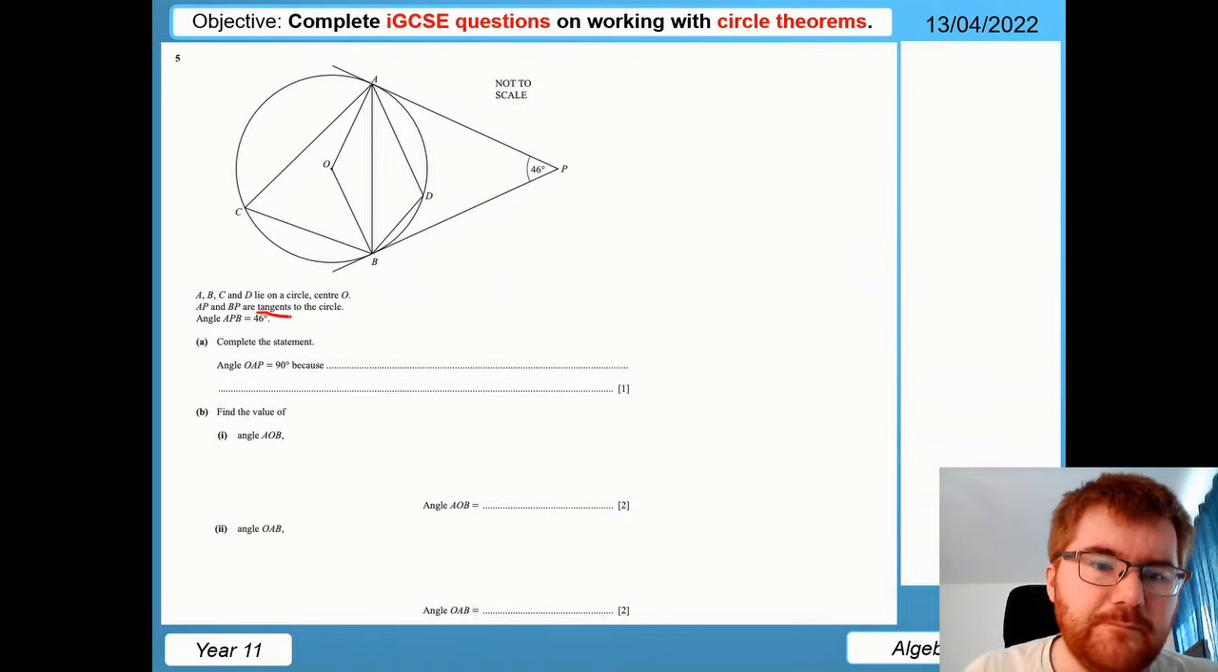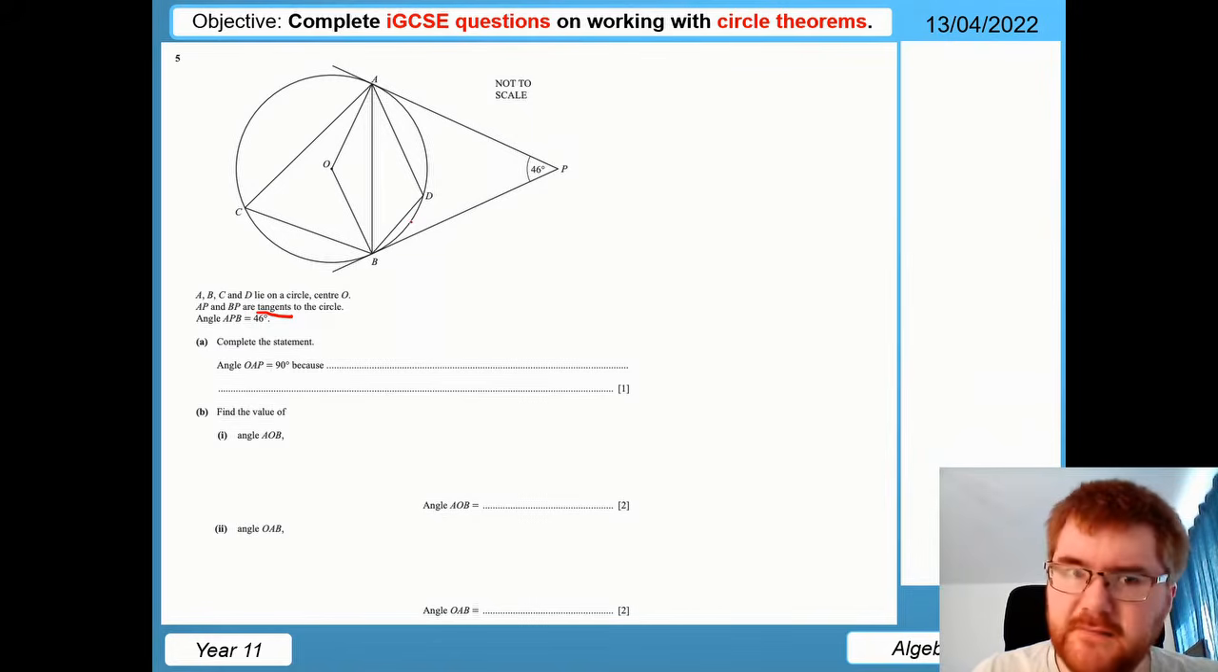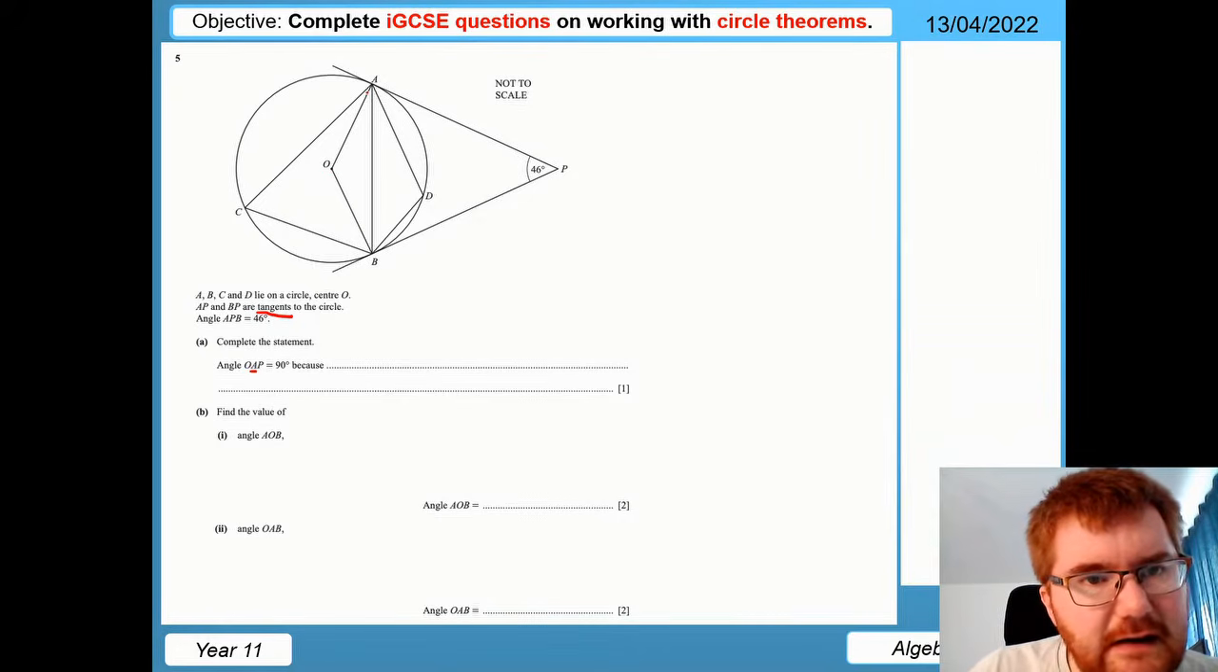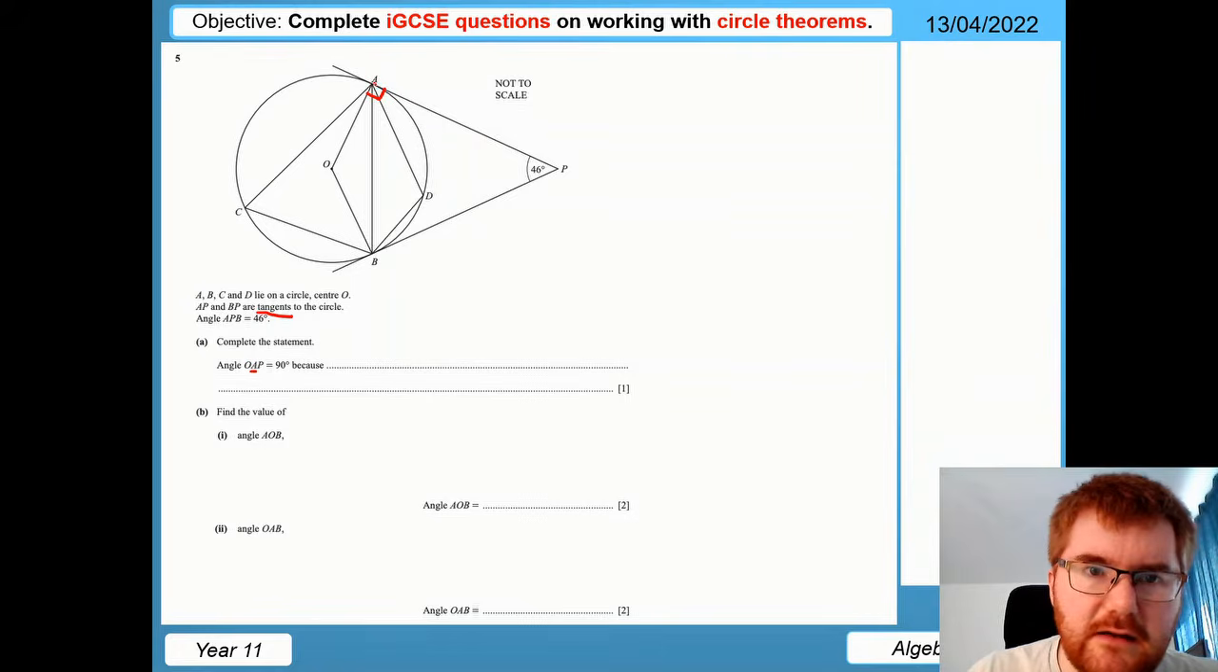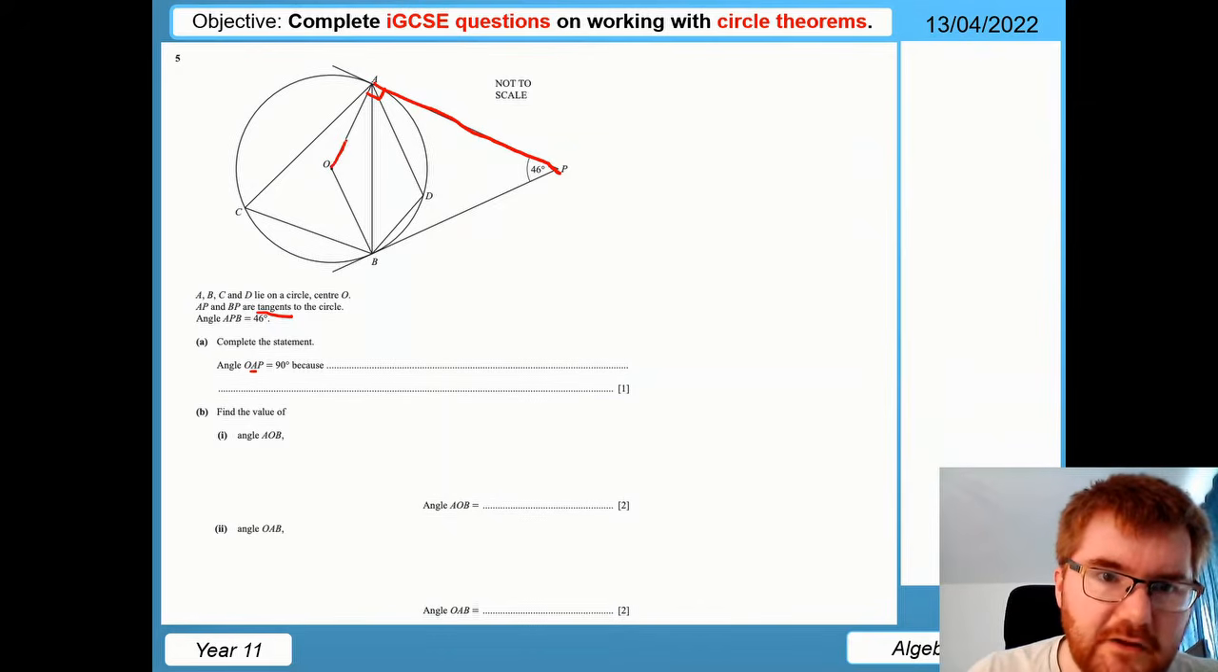That's important. So AP and BP are tangents to the circle. And angle APB, this angle over here, is equal to 46. Now complete the statement. Angle OAP, remember the middle letter tells us where it is. So this entire angle here is equal to 90 degrees, and the reason for that is because this tangent AP always meets a radius or diameter actually at 90 degrees.